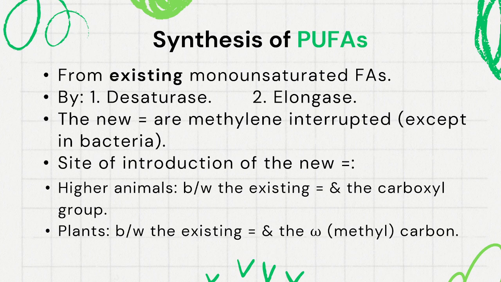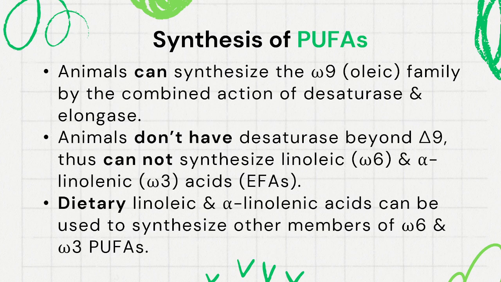While plants can, of course, introduce it anywhere up to the omega carbon. Animals can synthesize the oleate family, omega-9, by the combined action, as we said, of desaturase and elongase. However, they cannot desaturate it beyond delta 9. So the omega-6 family from linoleic acid and the omega-3 family from linolenic acid cannot be synthesized in the body and must be provided in the diet.